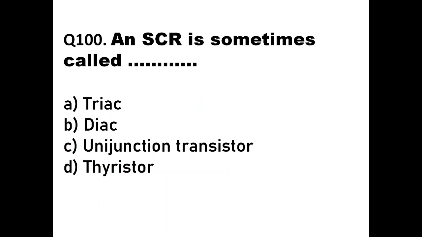An SCR is sometimes called as TRIAC, DIAC, unijunction transistor or thyristor. Now, SCR is a member of the thyristor family, in which SCR is the main member. You have SCR, DIAC, TRIAC and all these types of devices in this family. So the main device of this family is SCR. That is why in many books and by many authors SCR is sometimes called a thyristor. Okay, so here the answer will be D, thyristor. And SCR is sometimes called a thyristor.